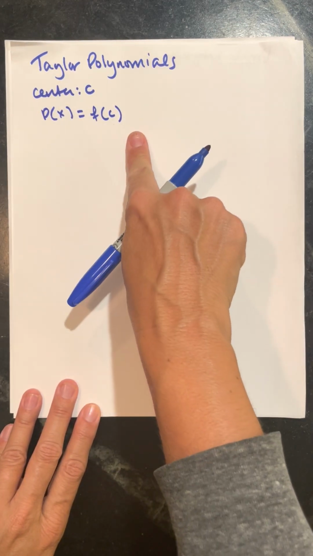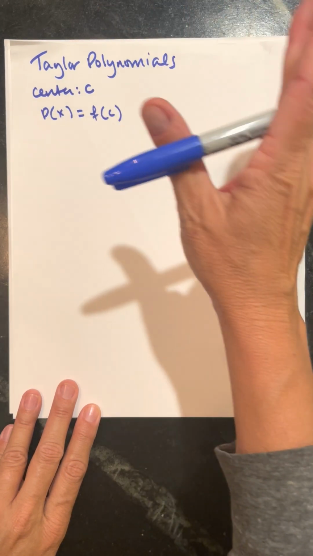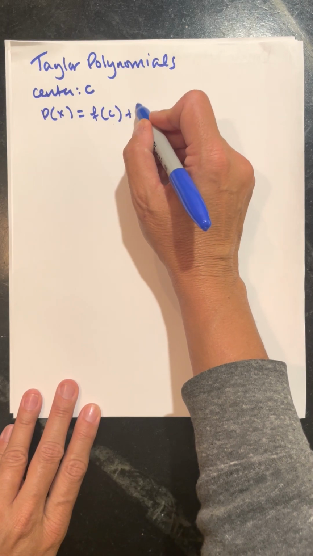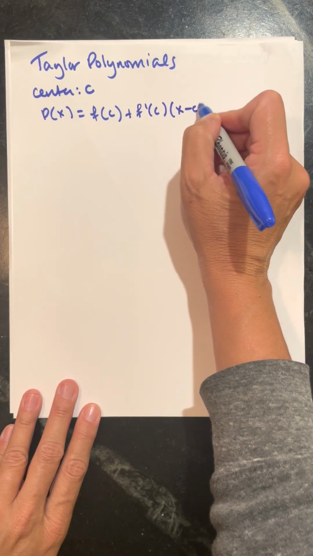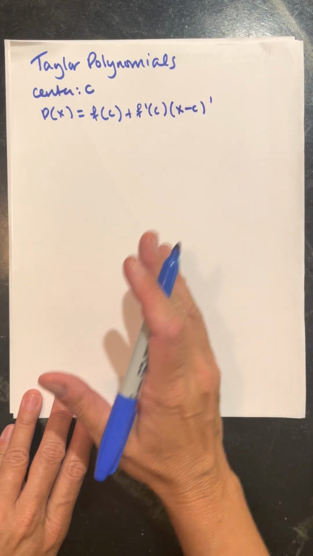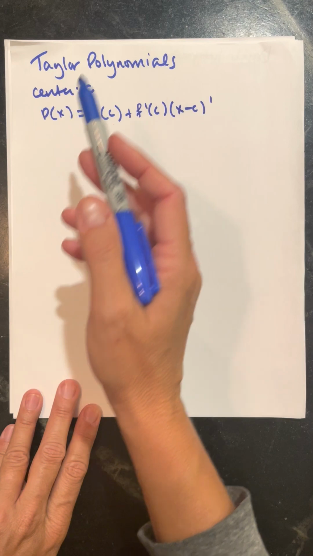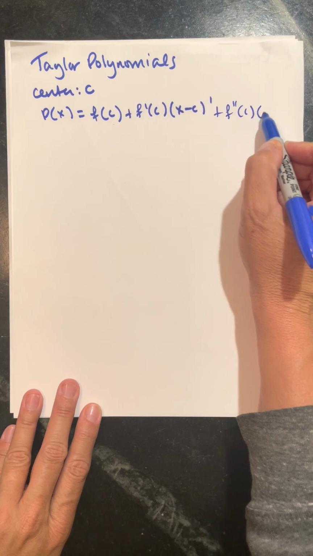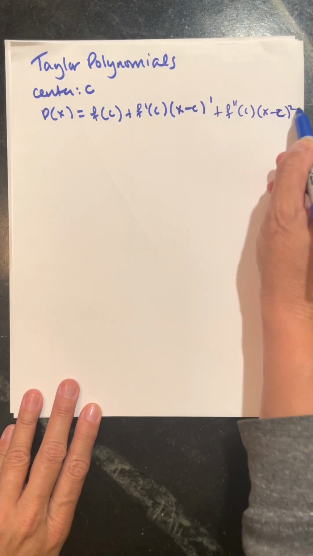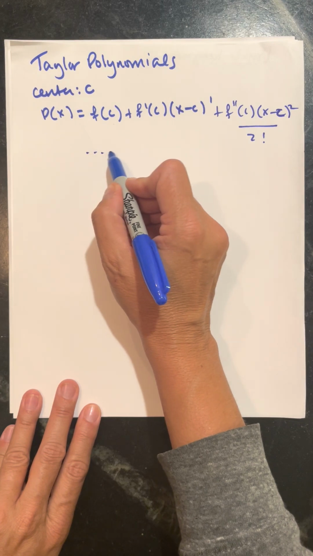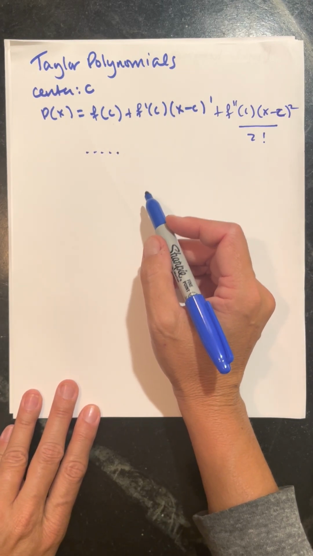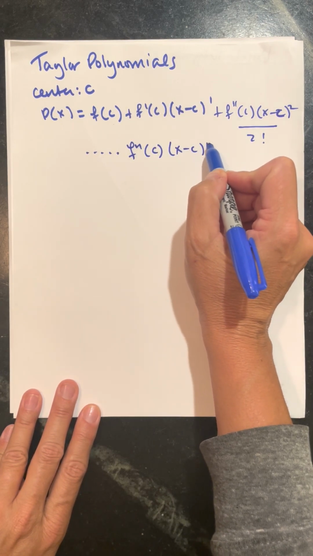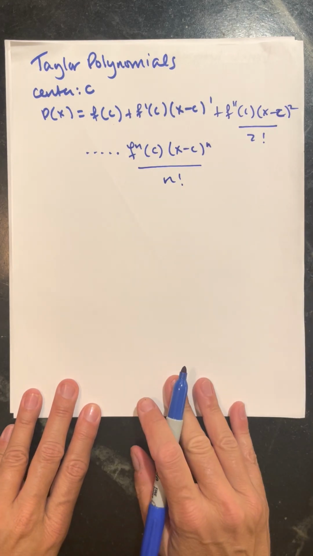Then we also want the value of the derivative of our polynomial to be the value of the derivative of our function. So we have plus f prime of c times (x minus c) to the 1. Then we want the second derivative of our polynomial to be the value of the second derivative of our function. So we have the second derivative at c times (x minus c) squared over 2 factorial. And we keep going until we see a pattern, and we can create the nth derivative at c times (x minus c) to the n over n factorial.